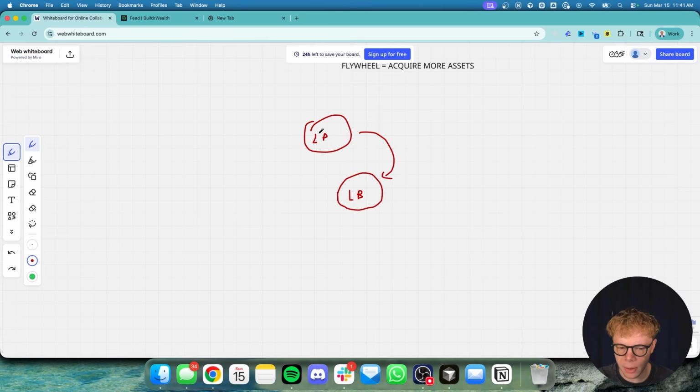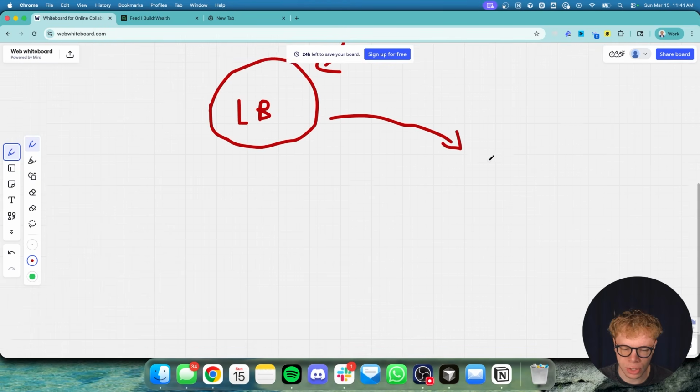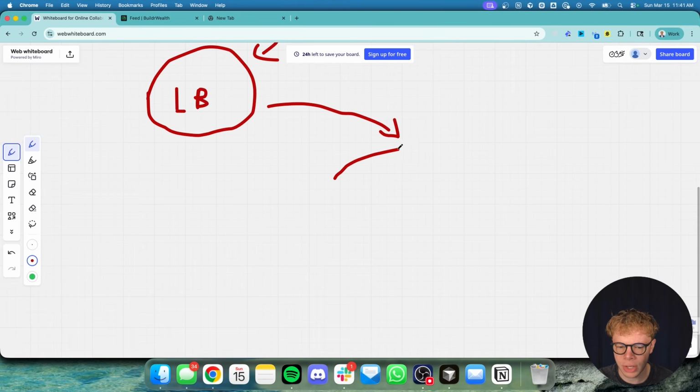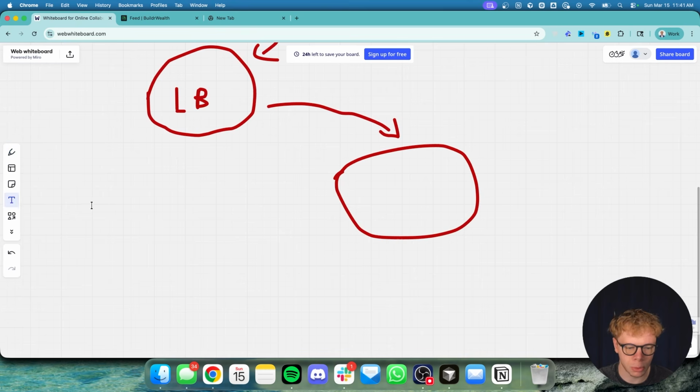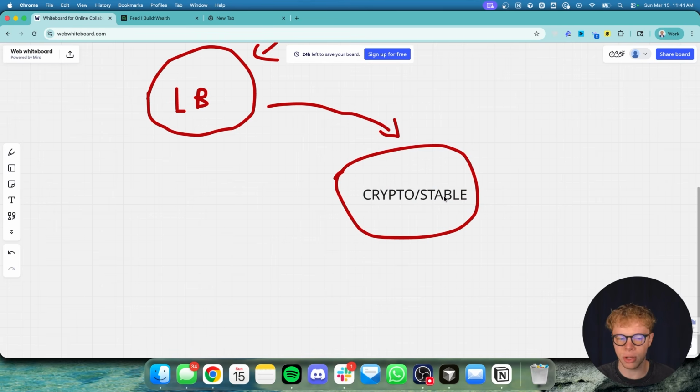So don't get me wrong, I still have some LPs that are funding and fueling these lending and borrowing positions, and then I'm borrowing against these lending positions, right? But this borrow is actually going into crypto stable liquidity pools over here. And the reason why it's going into crypto stable liquidity pools is because these have a very, very unique mechanism.